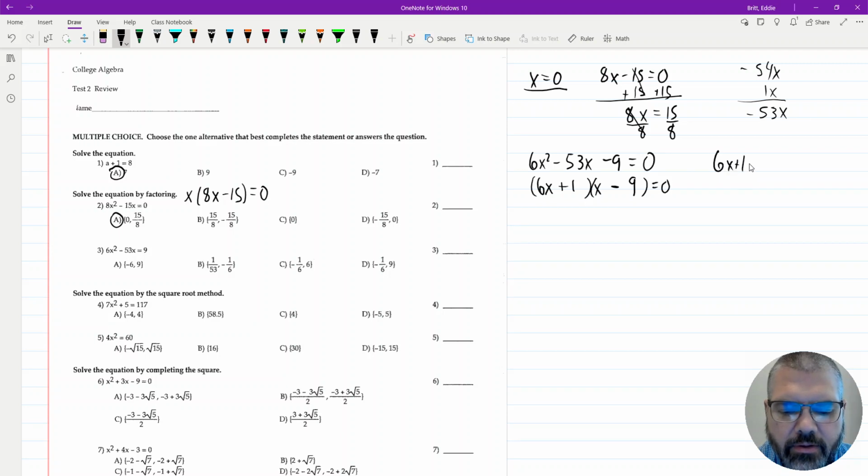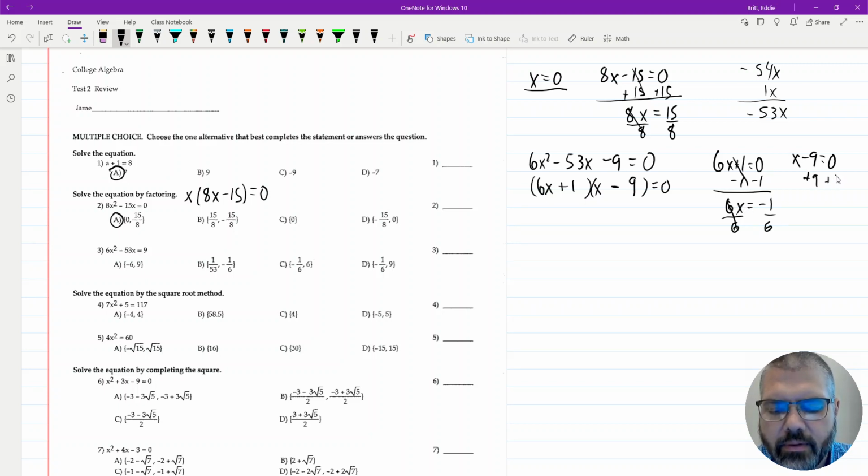So set each factor equal to 0. So 6x plus 1 equals 0, and x minus 9 equals 0. Minus 1, minus 1. 6x equals negative 1, divided by 6, divided by 6. So one of our answers in our solution set is x equals negative 1/6. The other one is x equals 9. So that's our two answers, which is D.